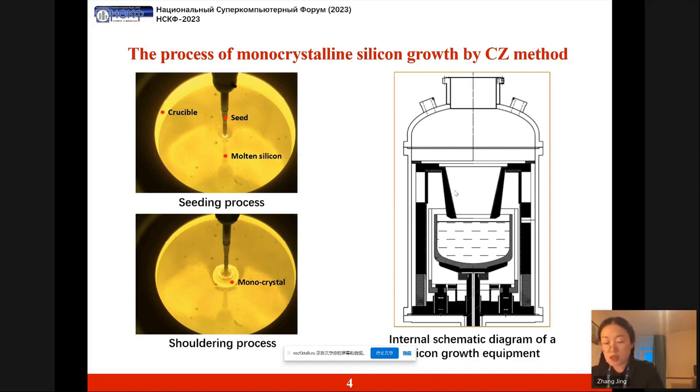In practice, the engineer watches the process from the window to judge when to start to lift the seed, and the crystal growing is ready. It could take 2 hours or more. That is how the crystal is formed and lifted.